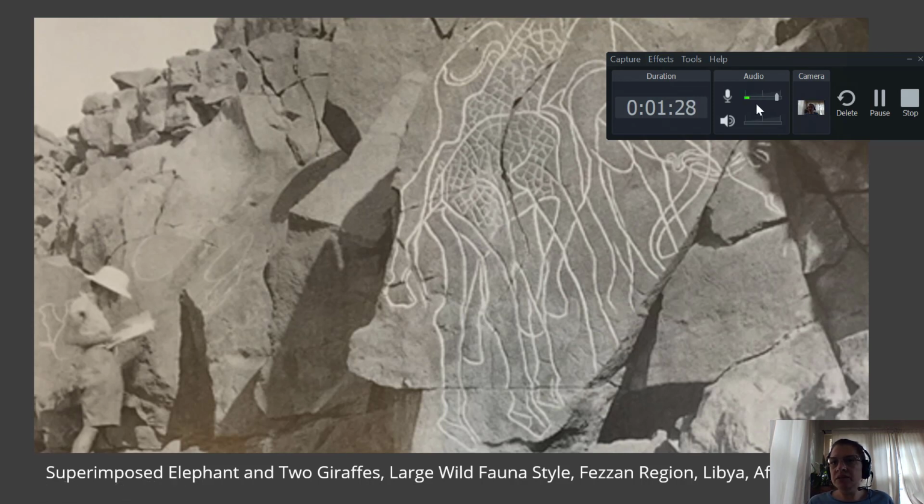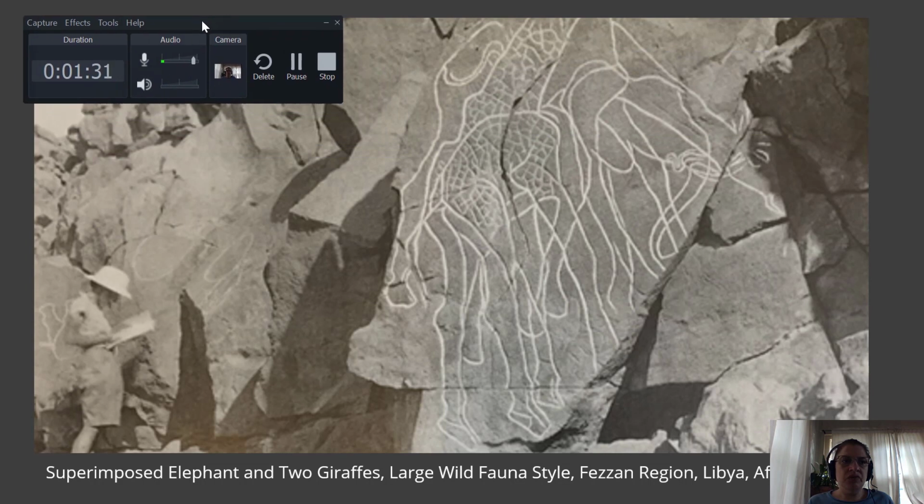Let me move this. Put it over here so you can really see this much better. And I think when I put it in the PowerPoint, it cut off part of the image.